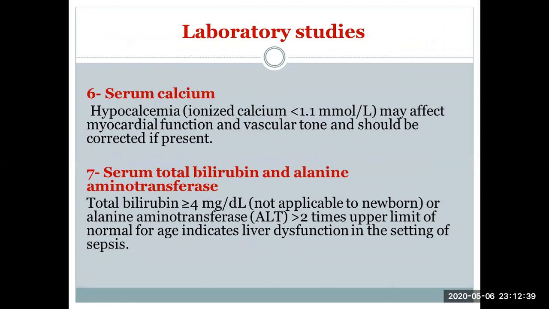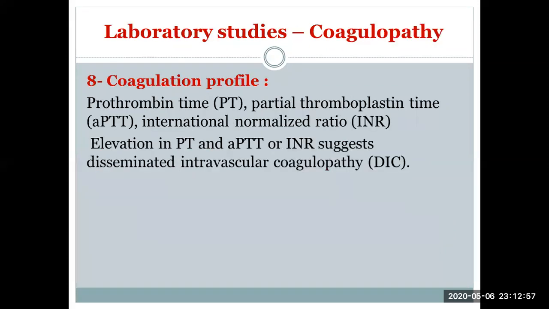Serum calcium as well. Hypocalcemia is well known, so you need to optimize your calcium level up to 1.1 millimole per liter, as we're talking about ionized calcium. Total bilirubin and alanine aminotransferase also need to be obtained and interpreted.